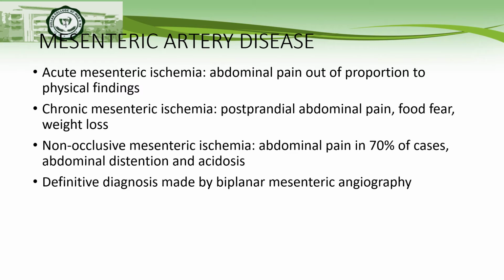Abdominal pain is present in only 70% of cases. When present, the pain is usually severe, but it varies in location, character, and intensity. If there is no abdominal pain, progressive abdominal distension with acidosis may be an early sign of ischemia and impending bowel infarction. Definitive diagnosis is made by biplanar mesenteric angiography.